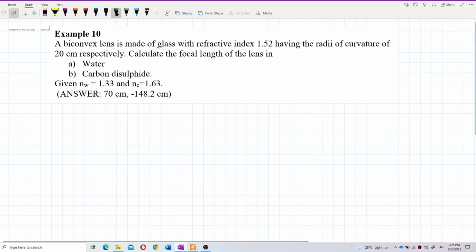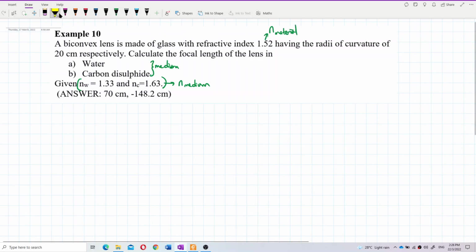What I can say is these are the medium. These given here are all refractive indices of the medium, whereas here he gives you 1.52. This is the refractive index of the glass for the lens. So this is the refractive index of the material, the glass.